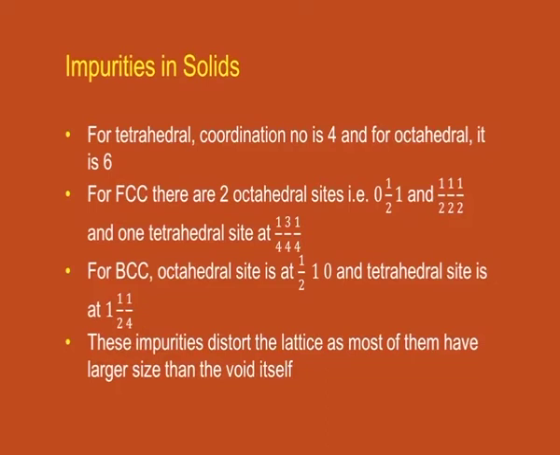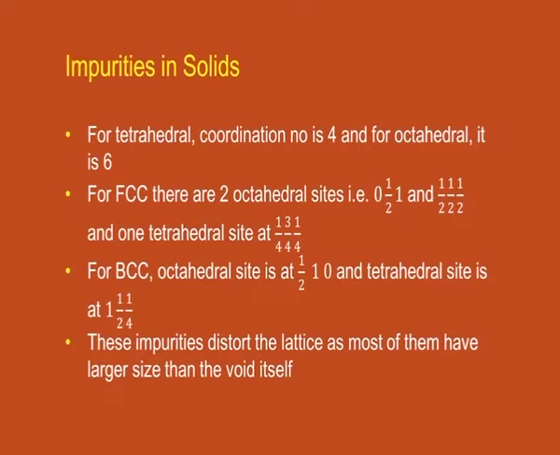Now, if we go to BCC structure, then it has only two sites, either octahedral or tetrahedral, and the octahedral site is located at half, 1, 0, and the tetrahedral site is located at 1, half and 1/4.